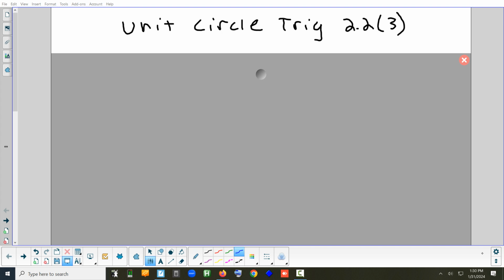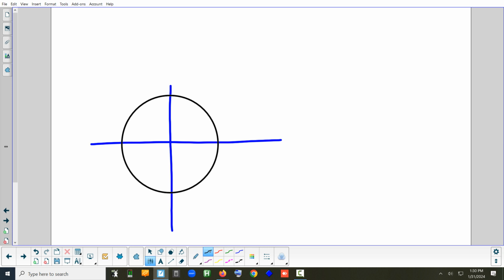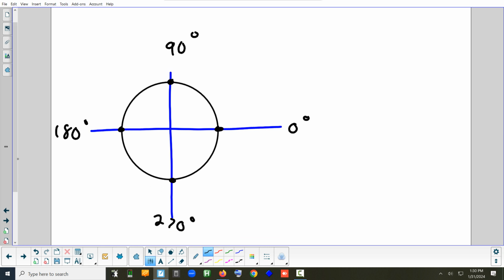All right, so we're going to finish up on unit circle trig. So what we've done so far, draw this and we'll just put a circle. What were the first 4 angles on that circle that we found coordinates for? 0, 90, 180, 270, 360. Okay, and let's just review.